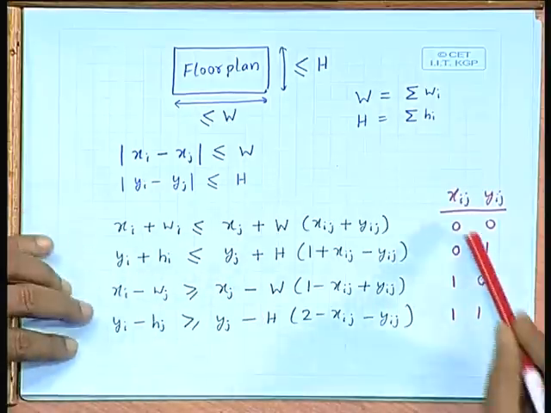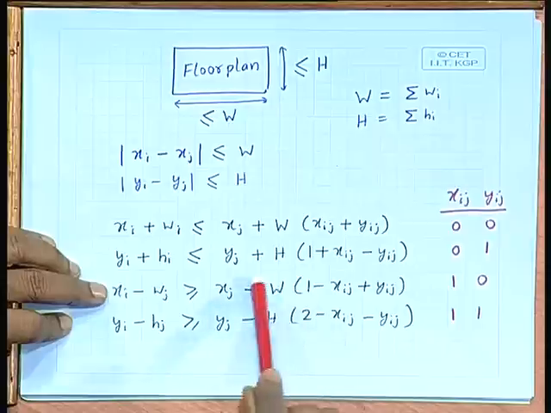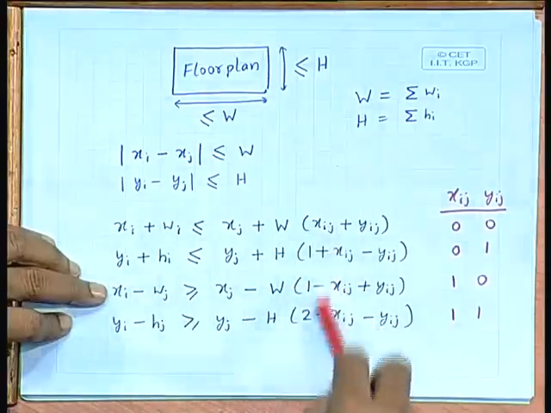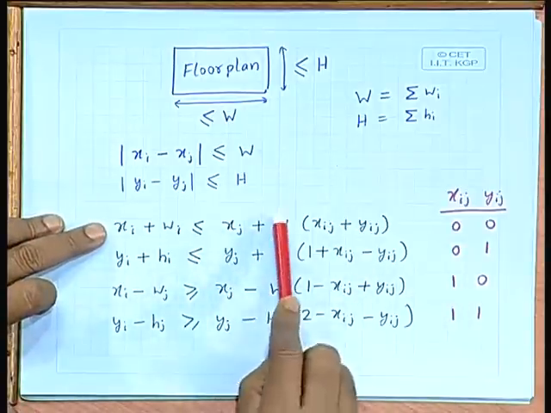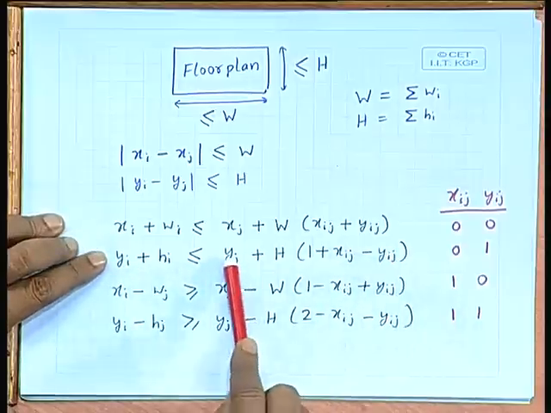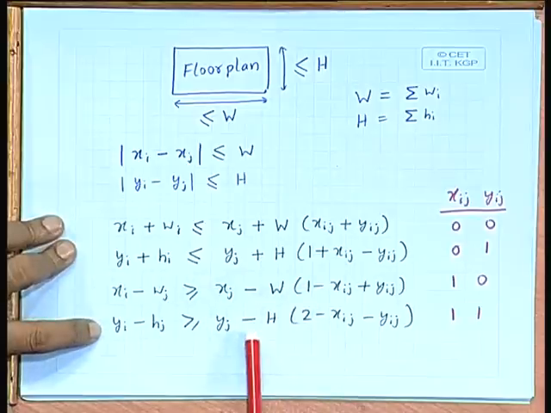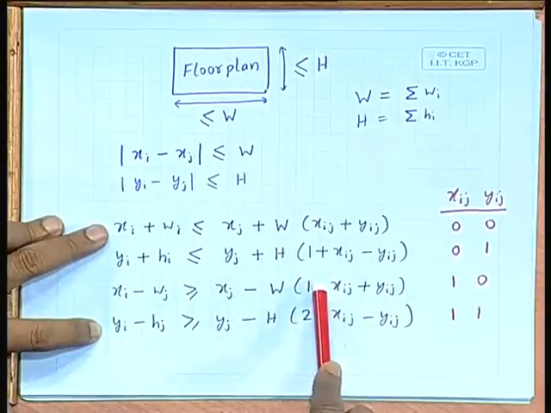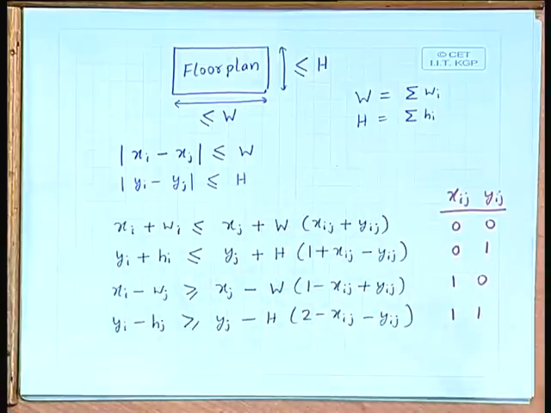Similarly, let us take another combination, suppose the values are 1 and 0. For 1 and 0, only for the third equation this portion becomes 0, this part is disappearing, but the other equations are getting trivially satisfied. The first equation is becoming xj plus W, this is becoming yj plus 2H, this is becoming yj minus H, and they are getting trivially satisfied. So only one of these equations has the new term as 0 and the other terms as either W or 2W or H or 2H. So they will be trivially satisfied there.